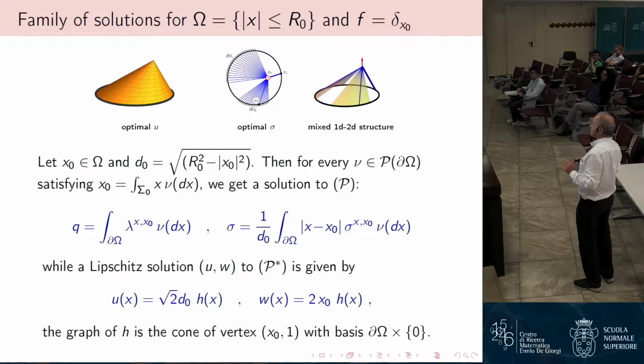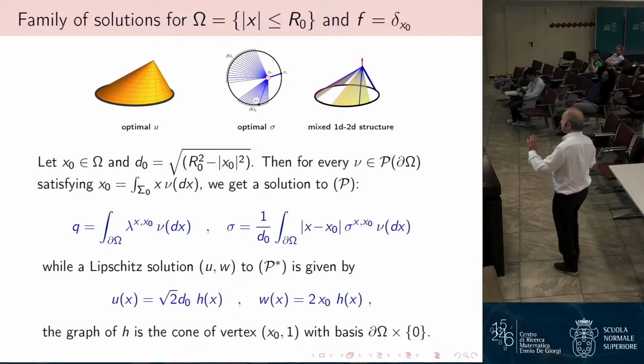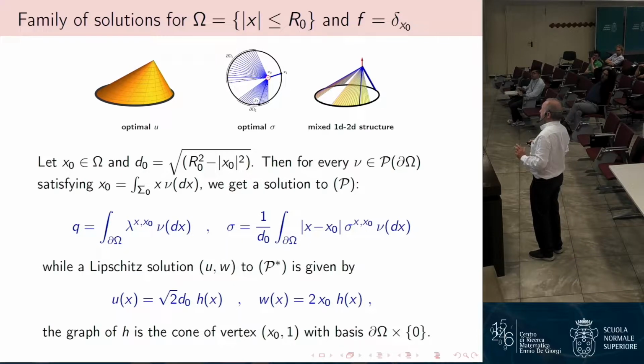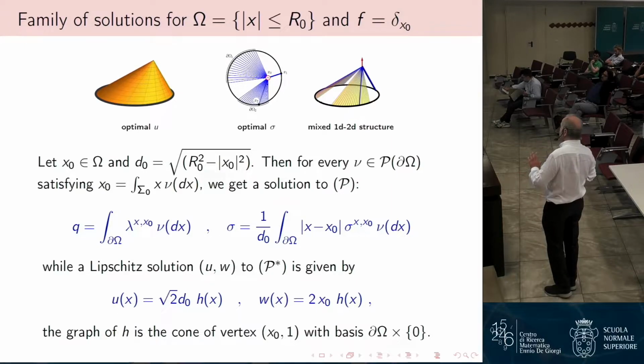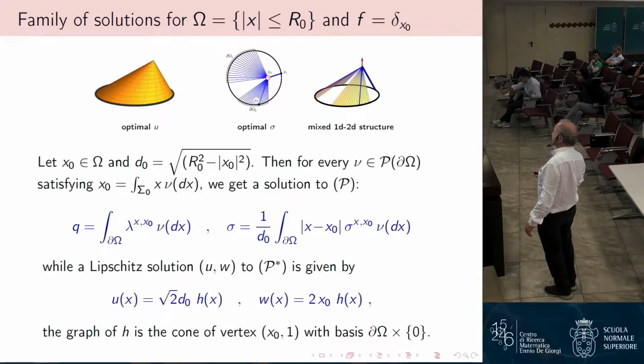You can build the solution taking any probability measure nu on the boundary, and you consider this flux and this sigma and this (p, u, w). It is optimal, whatever is the measure nu, so that X0 is a barycenter.